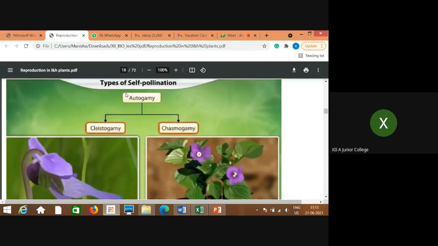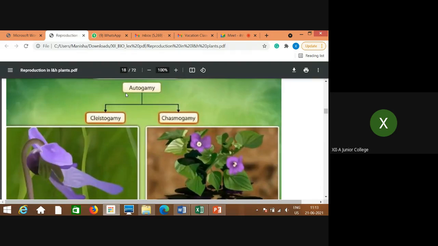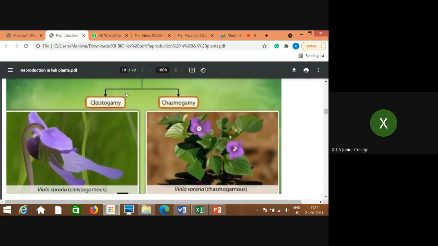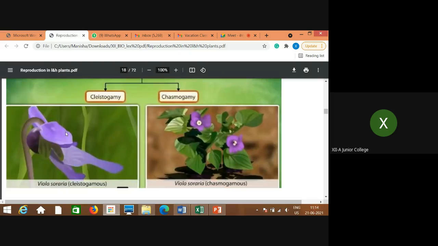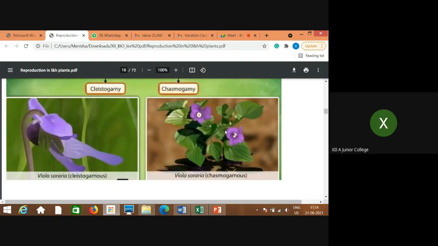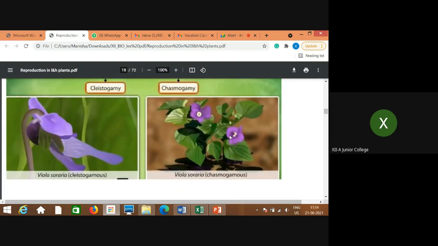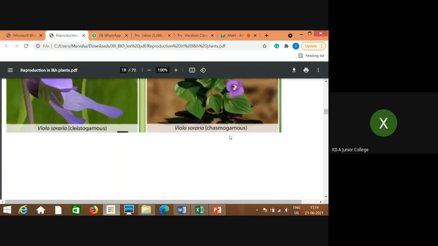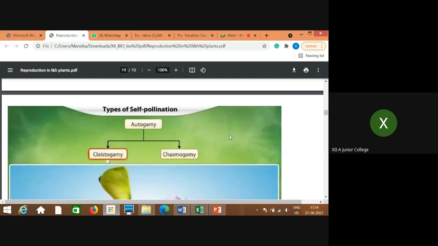So these are some of the plants which are shown. Autogamy, cleistogamy, that means the flowers are totally closed, and viola. Soraria is the example where a cleistogamous flower is there. They are not open, they are closed. Whereas in viola, a chasmogamous flower is also there, where the flower opens. How? The male and female reproductive organs get exposed only when they are mature. So these are the examples.